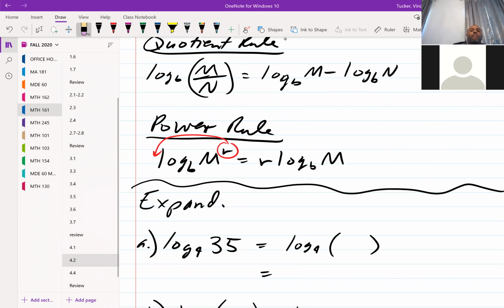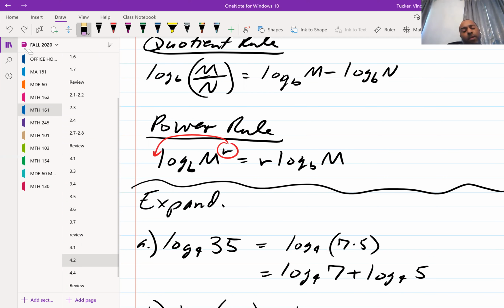All right, so taking a single log and then trying to break it up into two different logs, that's considered expanding your expression. So we have log base 4 of 35, and we want to know how we can expand it. The direction is to expand. So we can look at that 35 as 7 times 5. And then if we have the multiplication of two numbers, we can rewrite it as the addition of two logs.